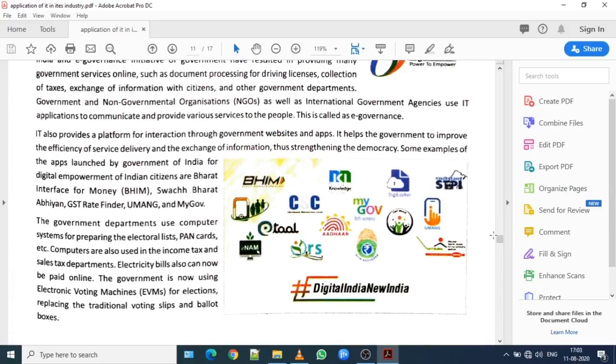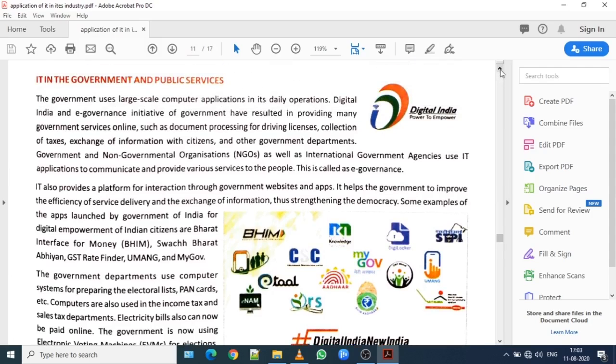During election time, you might have seen the EVM, also called electronic voting machines. Those are electronic machines with different types of applications. And finally, in government and public services, IT has taken an important responsibility and has emerged as an important tool. So that is it for today's session.